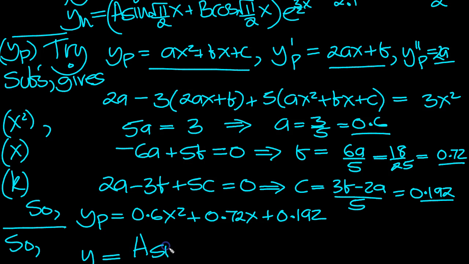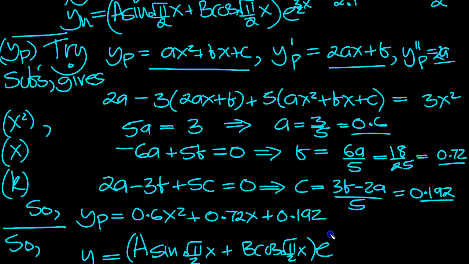A sine root 11 over 2x plus b cos root 11 over 2x, all times by e to the 3 over 2, which is 1.5 lots of x. And then it's plus yp, so that would be plus a x squared. So here it is, 0.6x squared plus 0.72x, and then plus 0.192. There we go. So there's our general solution.